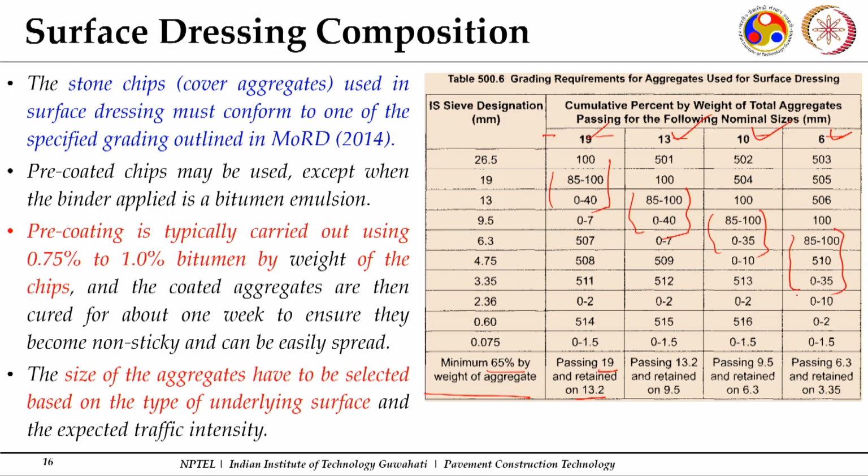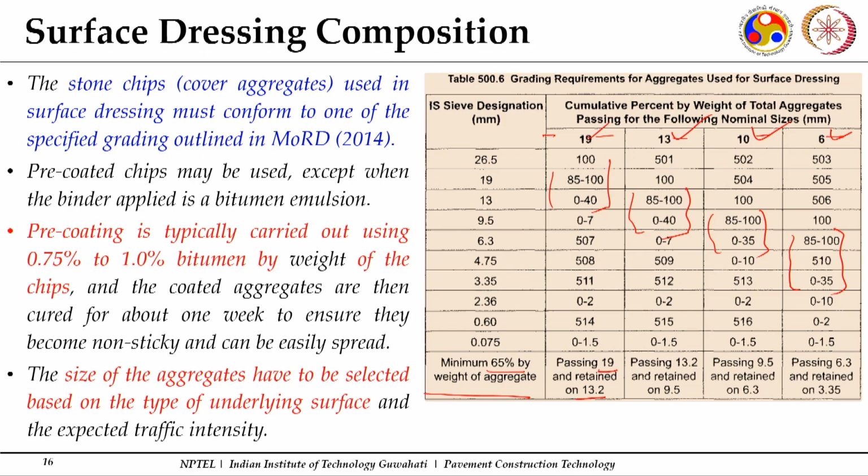So predominantly we are referring to single size aggregates by this, and as I mentioned, if the chips are uncoated, normally it gives a feeling that the binder is not there, and that this surface may not perform well, because this is our normal conception.